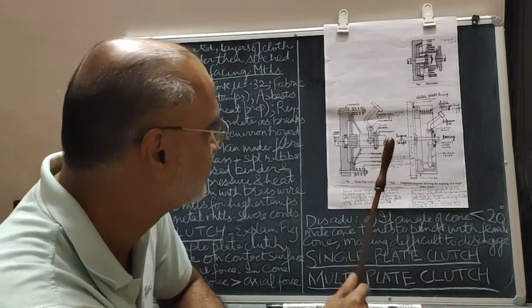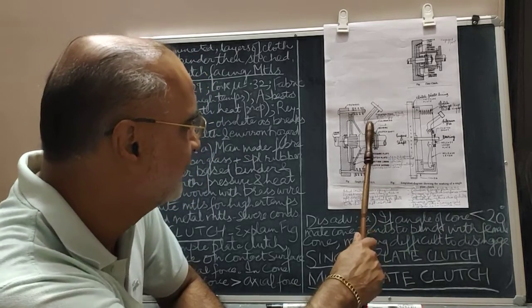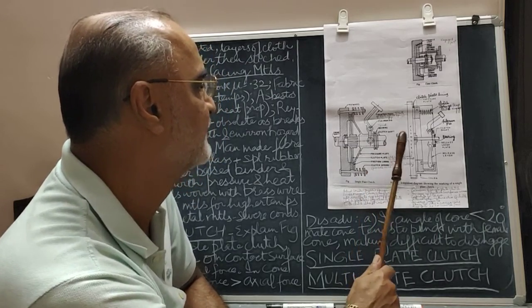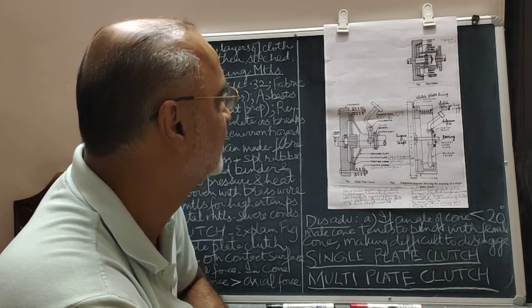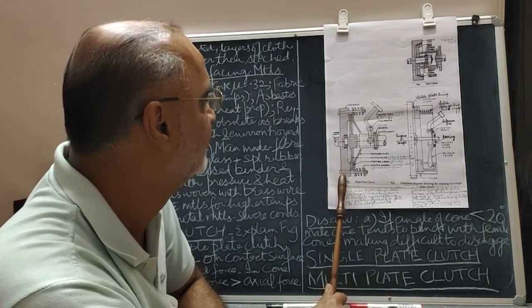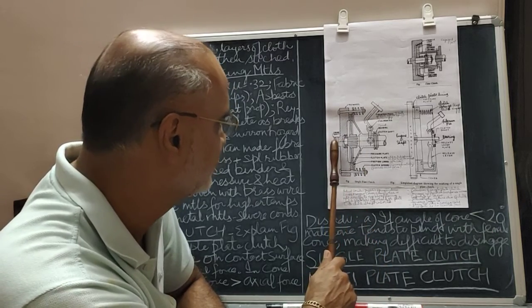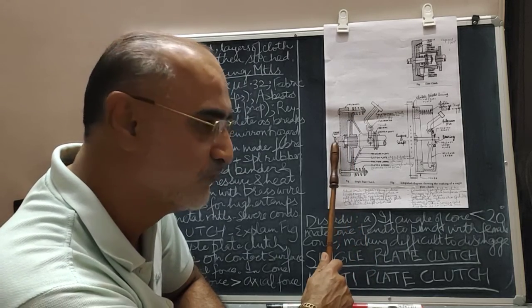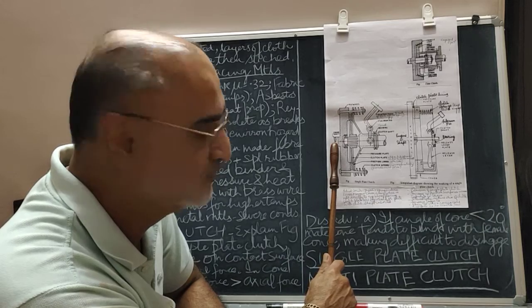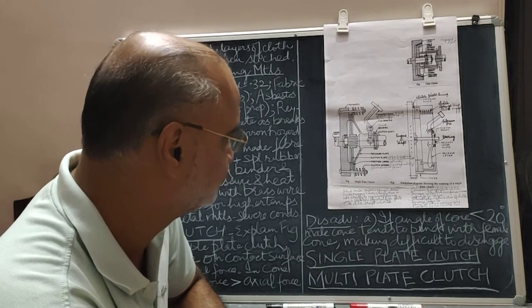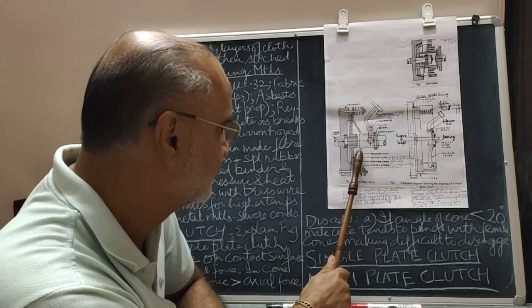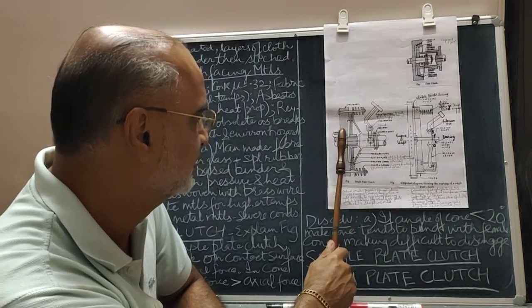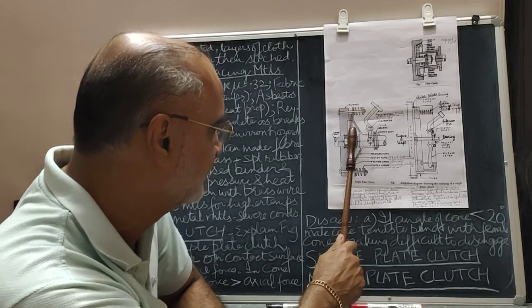Let us see the construction. This is a clutch pedal through a linkage. It's connected to the shaft. This is the flywheel, the engine shaft is coming from the engine. As you know, the flywheel is the first thing connected to the engine shaft. This is the pressure plate, and in between the pressure plate and flywheel is the clutch plate.